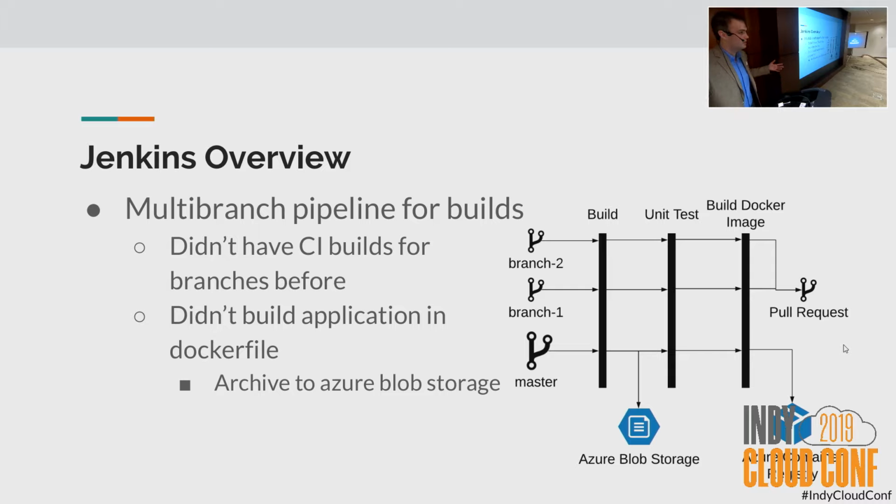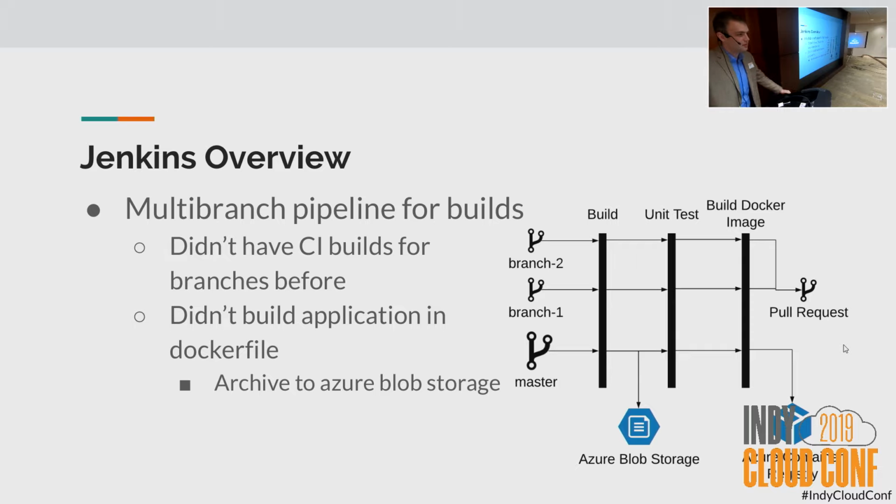On to Jenkins pipelines themselves. Before, they did not have CI builds for any of their feature branches. So before they merged, they had no confidence if tests were passing or not. So we thought, hey, we'll give them a multi-branch job where every branch that gets pushed can go through the build process. Stages were fairly minimal. You just build the application on the virtual machine and then put it off in blob storage if that was like a release candidate or something.